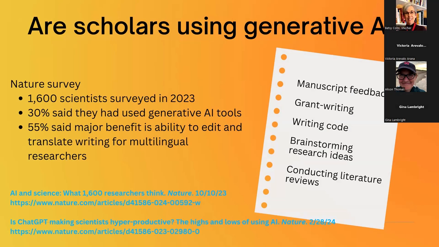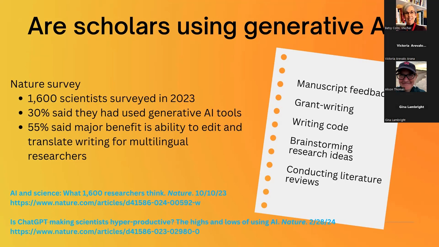Nature did a survey in fall 2023. 30% of respondents said they had used generative AI tools. That notebook page on the right-hand side talks about some of the ways they were using generative AI tools. And conducting literature reviews was one of the most popular uses by scholars of generative AI tools, which makes sense. You can conduct a literature review in 5 minutes versus 7 years in terms of the speed of some of these tools and some of the capabilities that they really have. Obviously, there's all kinds of problems, risks, and concerns that would come with doing that.